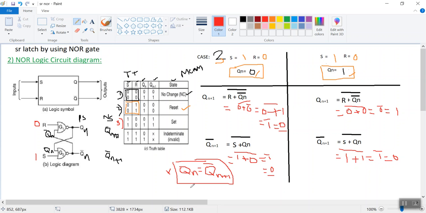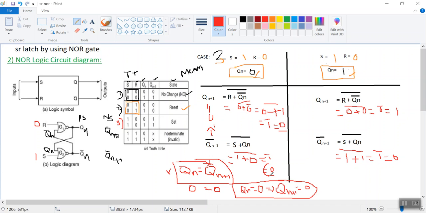So whenever Qn is equal to 0, as per our condition, my Qn plus 1 is also 0. In the particular case Qn is equal to 0, Qn plus 1 is also equal to 0. So we can observe that from the particular case we got these results. Okay, so whenever Qn plus 1 is equal to 0, Qn plus 1 bar should be equal to 1, but it is 0.